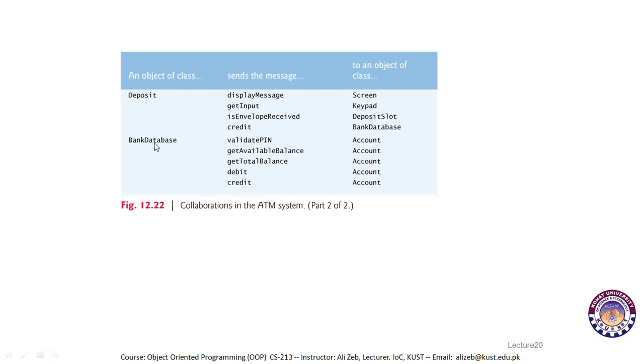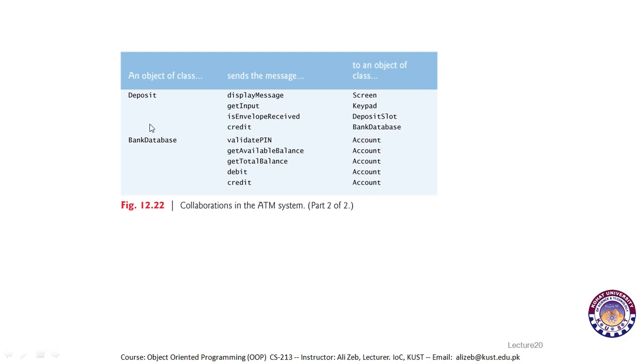Similarly, the deposit class will need to send a message to the screen class to display a message on the screen. It will need to send a message to the keypad to get an input, for example the amount that the user needs to deposit. And it will need to send a message to the deposit slot to check if the envelope has been received. And it will need to send a message to the bank database class to credit some amount to the user's bank balance.